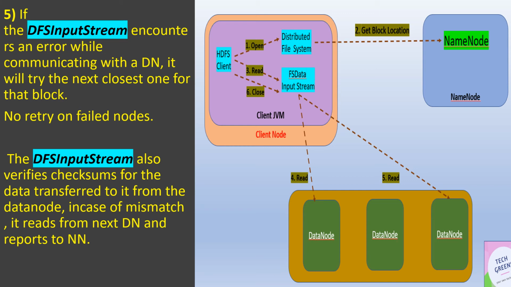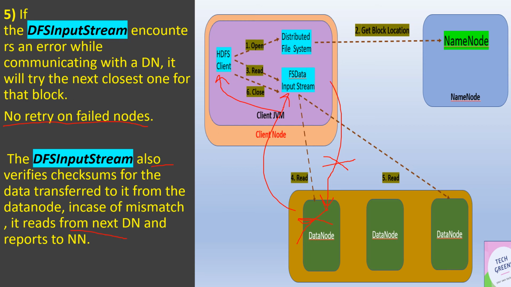So it will try to connect with the next closest data node, and at the same time it will also make sure that it doesn't do any kind of retries again on the failed data node. So once the data node has failed, there would not be any retries from the stream reader, and no further read attempts on that particular failed data node. At the same time, once the blocks are returned from the data node back to the input stream reader or to the client, the stream also verifies the checksum to verify the blocks, and if there is any kind of mismatch, it reads from the next data node, not from that particular data node.